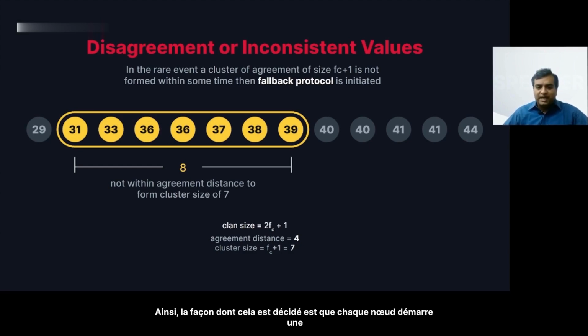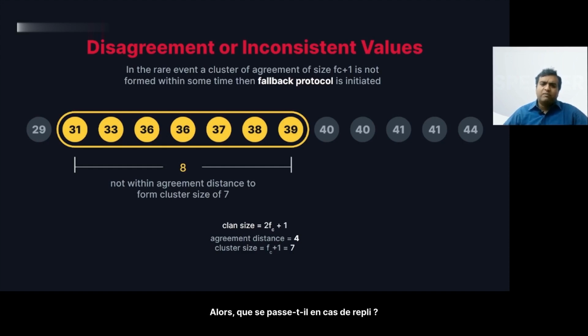The way it is decided is that every node starts a timer after it sends its median value to the aggregator. Once they time out, they know that none of the aggregators has been able to post anything on SMR. So they send a vote for fallback to all the aggregators. If any one aggregator is able to receive FC plus 1 votes, which is one more than half of the clan size, it posts the fallback message or the timeout message to SMR. This message would be seen by everyone, and then everyone decides to fall back.